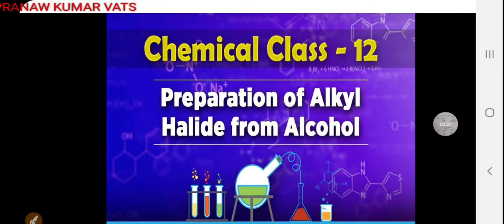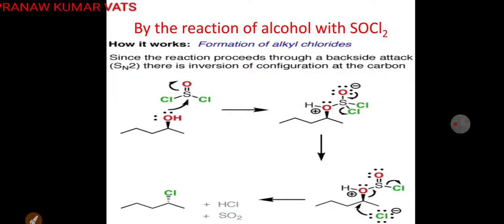Hello everyone, we are going to study preparation of alkyl halide from alcohol. So first one is by the reaction of alcohol with SOCl2. This is a very important method of preparation of alkyl halide from alcohol. You can see here the reaction mechanism.